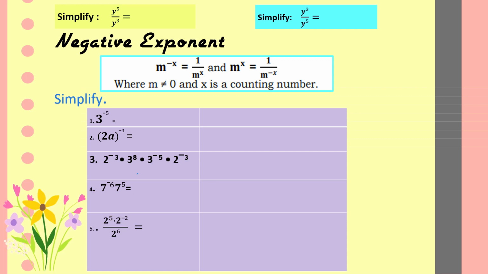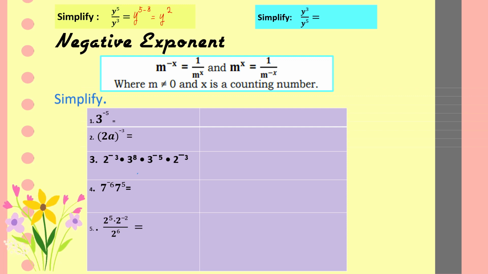Simplify y to the 5th power divided by y cubed. Applying the quotient rule, copy the base and then subtract the exponent 5 minus 3. So, you will have y raised to the 2nd power or y squared. Next, simplify y cubed divided by y to the 5th power. If you observe, the exponent of the numerator is less than the exponent of the denominator.